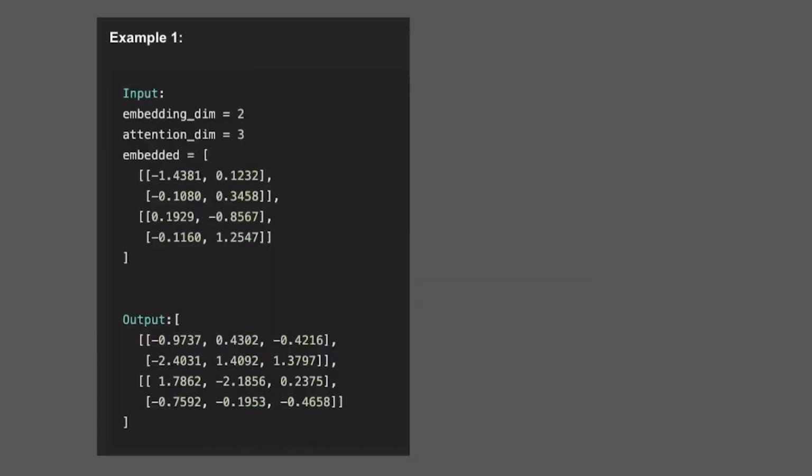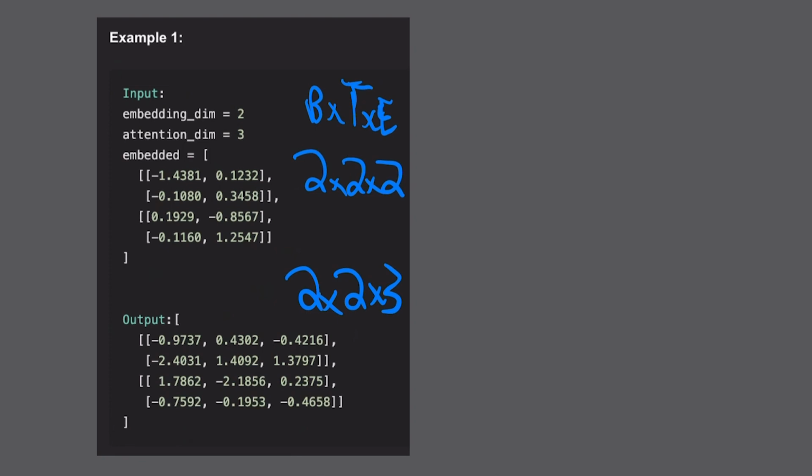Just to make sure that's super clear, for this input tensor we can see that we have two different 2 by 2 tensors. So this is 2 by 2 by 2, which is B by T by E. You can see that capital T, or the context length, is equal to 2 in this case, the batch size is equal to 2, and capital E equals 2. Then the output should be 2 by 2 by 3, since 3 is the attention dim, and the batch size and capital T, or number of tokens, remain the same. We can see that is the shape of this tensor over here.